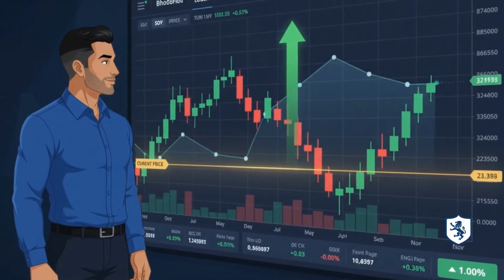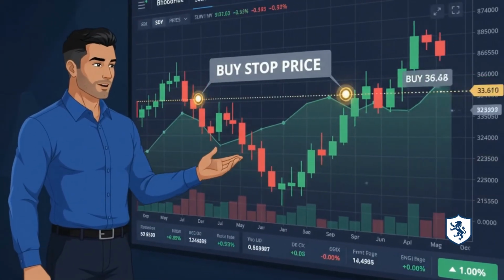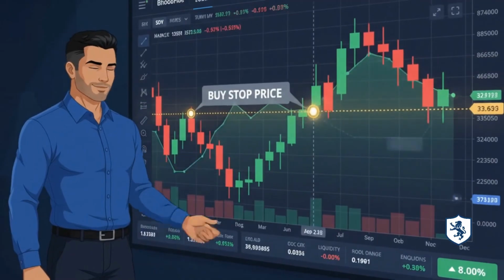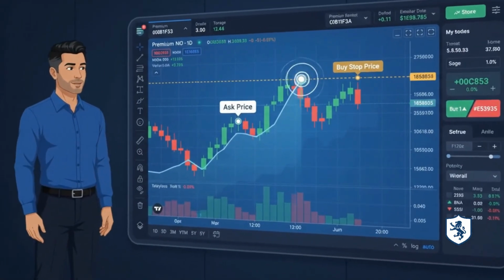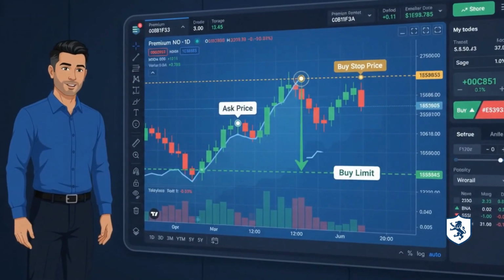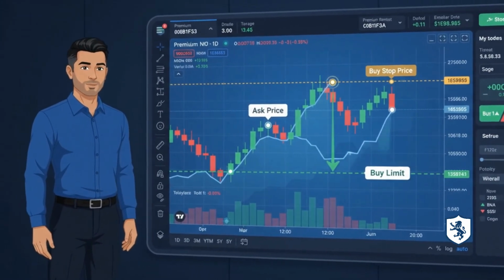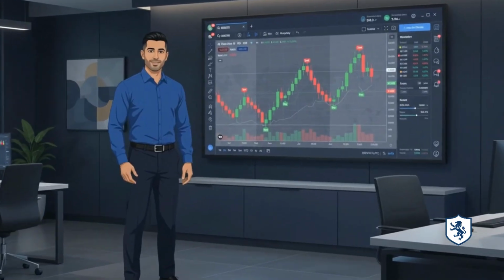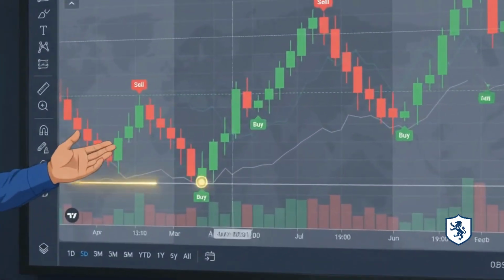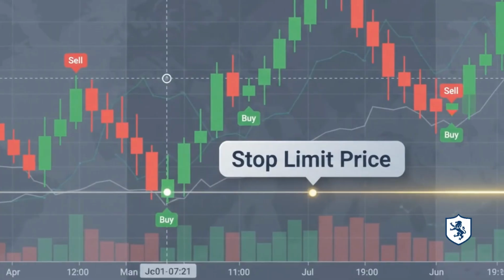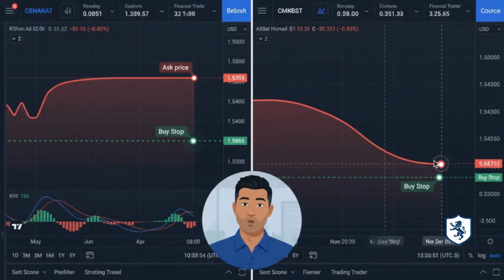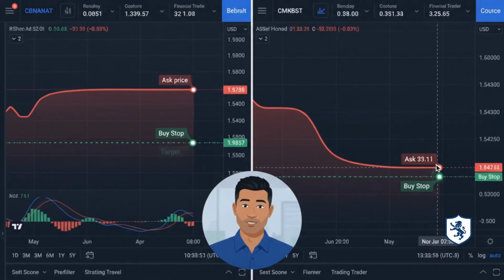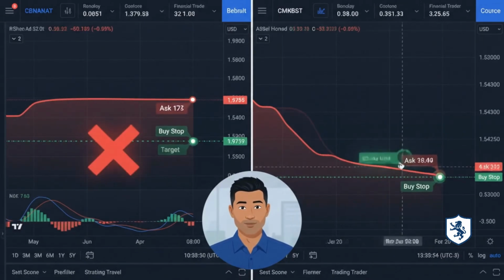This pending order allows a trader to specify a price above the current market price. If and when the ask price reaches the specified price, a buy limit order is automatically placed at a lower price level. This lower level is called the stop limit price. The buy limit will only be placed if the ask price reaches the specified price.